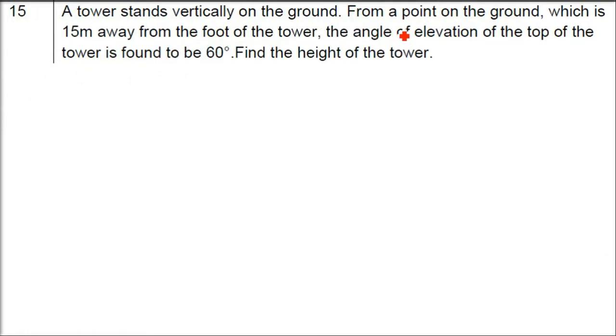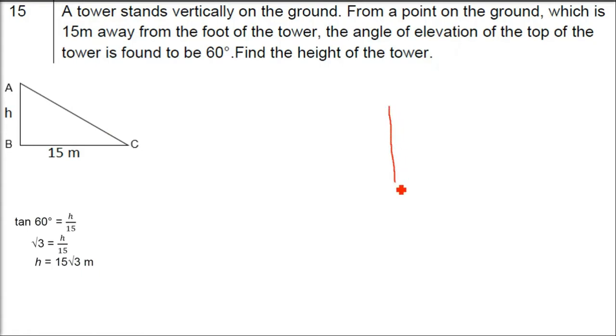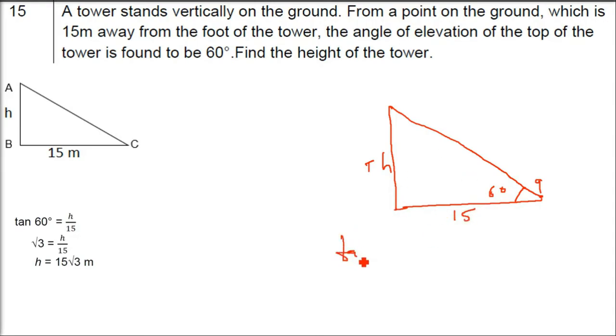A tower stands vertically on the ground. From a point on the ground which is 15 meters away from the foot of the tower, the angle of elevation of the top of the tower is found to be 60 degrees. Find the height of the tower. So from here someone is looking at the top, so the angle is 60 degrees. And the distance of the point on the ground from the foot of the tower is 15.